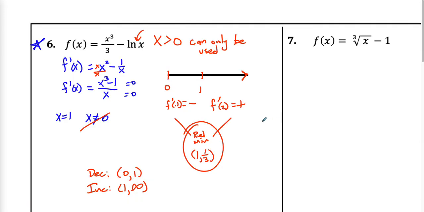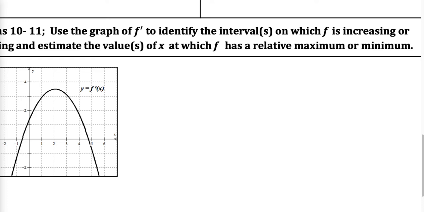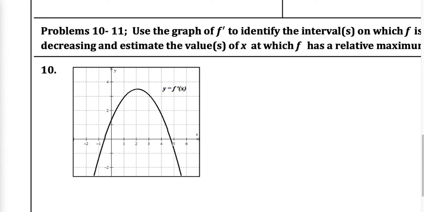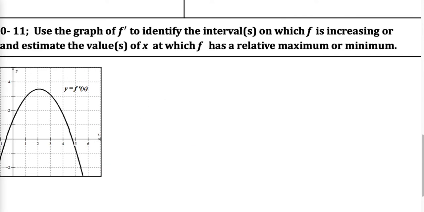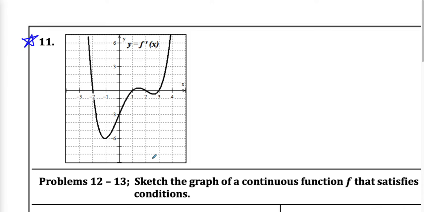I'll go down to the directions, but I wanted to do number 11. Problems 10 and 11 say use the graph of f prime, so the graph represents the derivative, to identify the intervals on which f is increasing or decreasing and estimate the values of x at which f has a relative max and min. So we're basically finding the same thing as the previous question. Find where it's increasing, decreasing, find the relative extrema. But we're going to be finding it from a picture of the derivative.